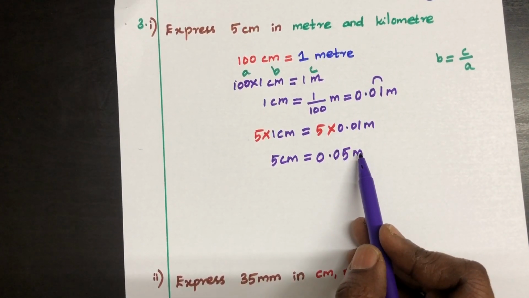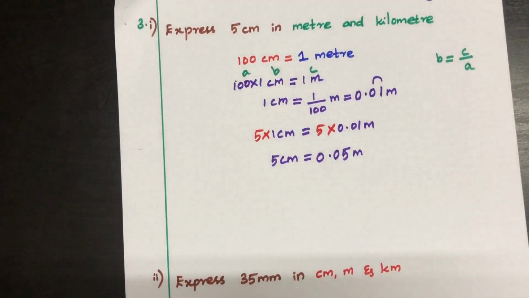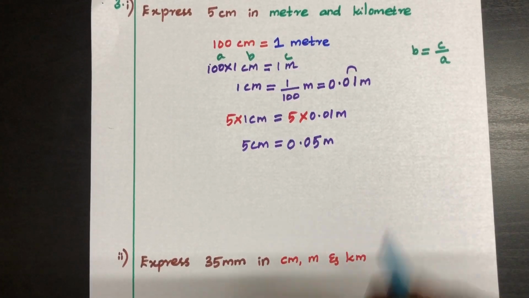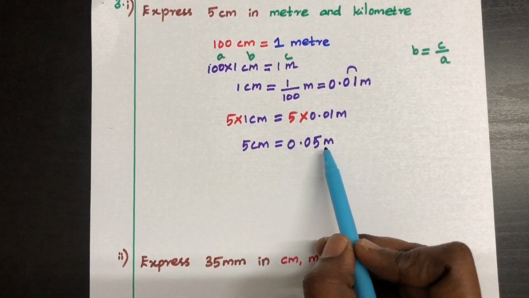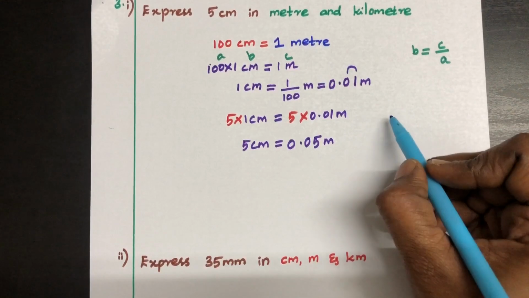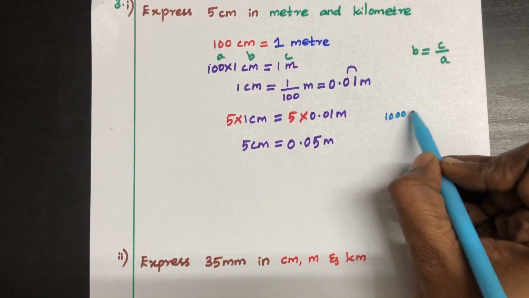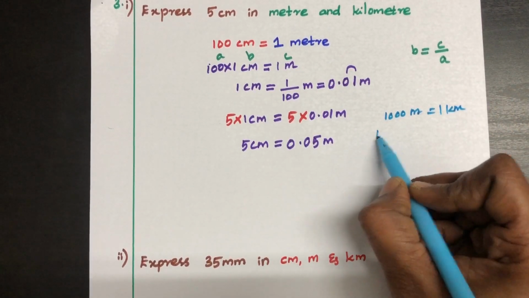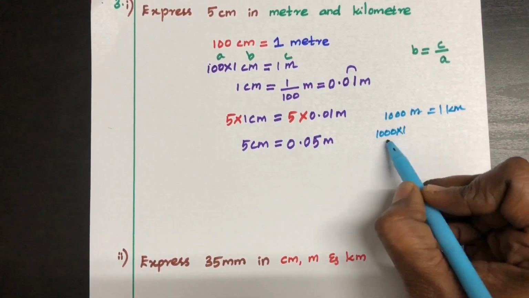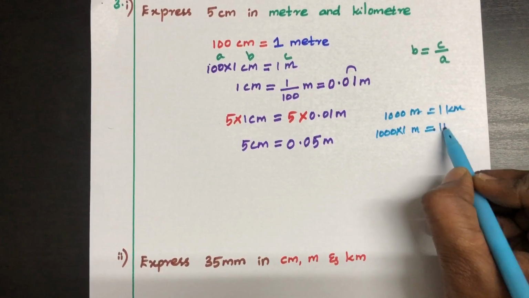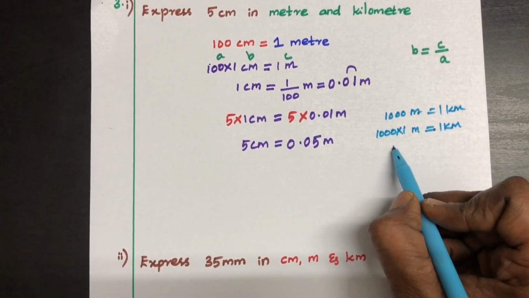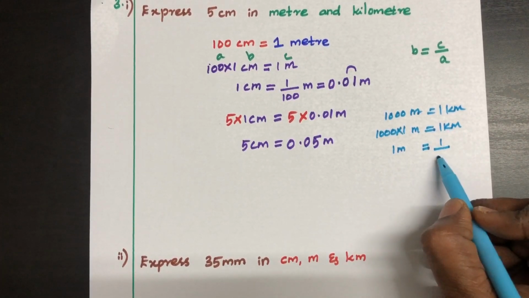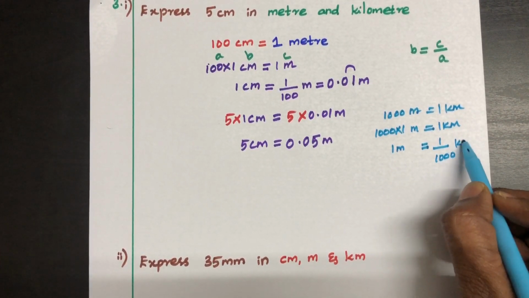Now they are asking it in kilometer also. We are going to find it in kilometer. 5 centimeter in kilometer, how to do? See here. 1000 meter makes 1 kilometer, right? So this 1000 can be written as 1000 into 1 meter is equal to 1 kilometer. So 1 meter is equal to, in the kilometer form, 1 divided by 1000 kilometer.